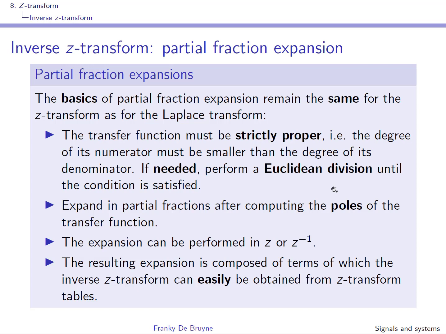To do the partial fraction expansion, you have to compute the poles, and we will see that the expansion can be done both using the variable z and using the variable z minus 1. Once you have the partial fraction expansion, the inverse transform can be computed using the z transforms that we have considered in this course. There is only one z transform that you will not have in exercises at the time of the exam. It's the z transform of a sine or a cosine.